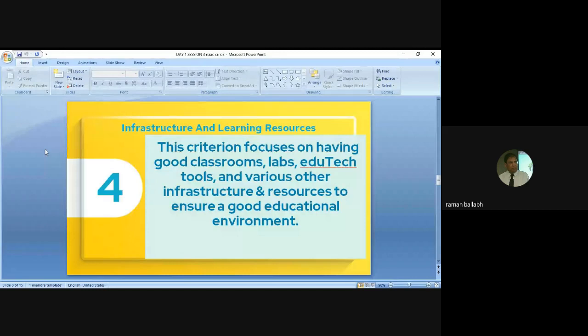In the criteria number four, it says infrastructure and learning resources.